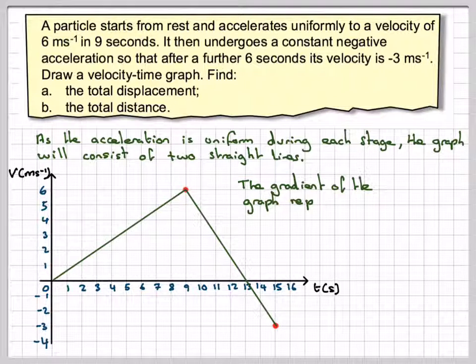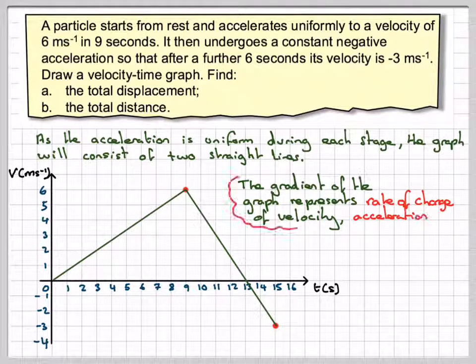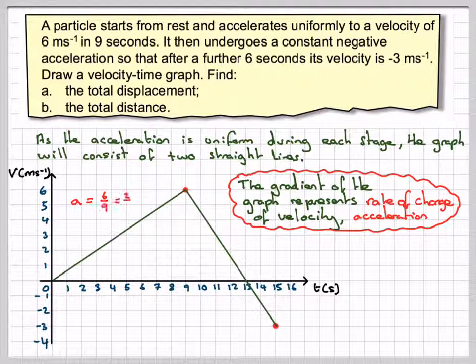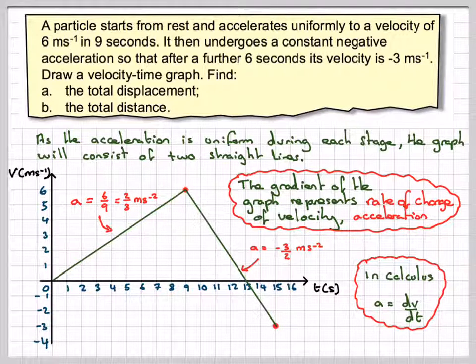The gradient of the graph represents the rate of change of velocity, i.e. acceleration. So the acceleration here will be 6 divided by 9, the gradient of the graph, which is 2 over 3, and the gradient here will be minus 3 over 2. So for every 2 along we will go 3 down. We can see that very clearly from our graph. In calculus, this relates to a being equal to dv by dt.